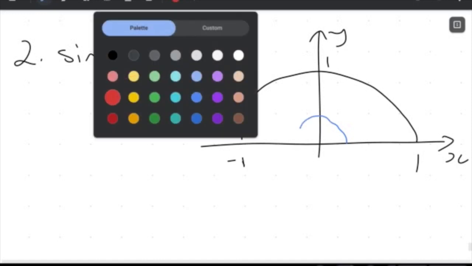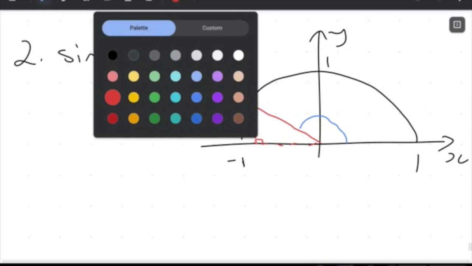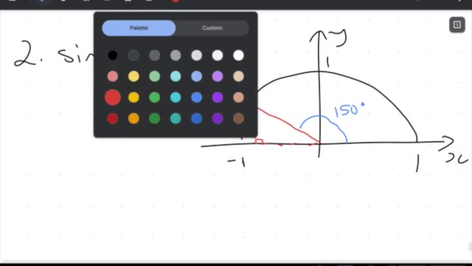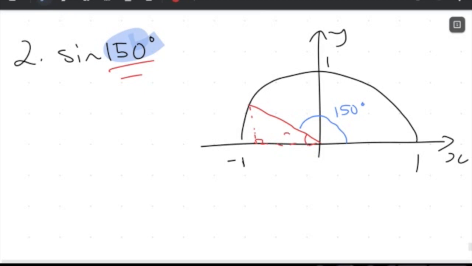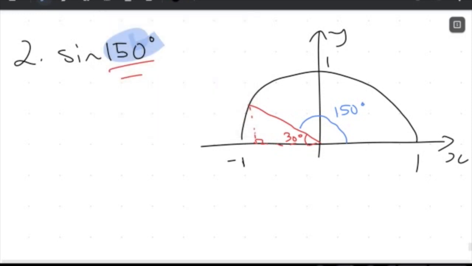And I'm going to draw out my relevant right angle triangle in my second quadrant here. So I have a right angle triangle. I have an angle sum of 150, and that means that my angle here that I'm looking at is 30 degrees. Now we can also think of this based on what we learnt in the videos on obtuse triangles, where we said sine of theta equals sine of 180 minus theta.